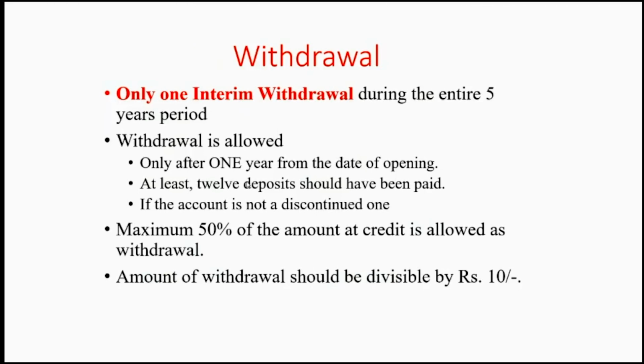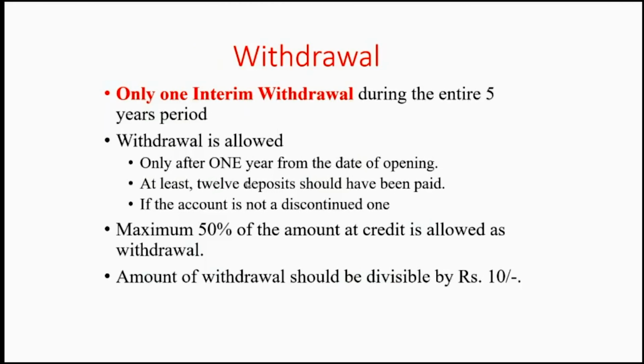Only one interim withdrawal is allowed during the entire 5 years period. This kind of withdrawal is allowed only after 1 year from the date of opening. The condition for withdrawal is that at least 12 deposits should have been paid in the account, so 1 year should have been completed, and the account should not be a discontinued one.